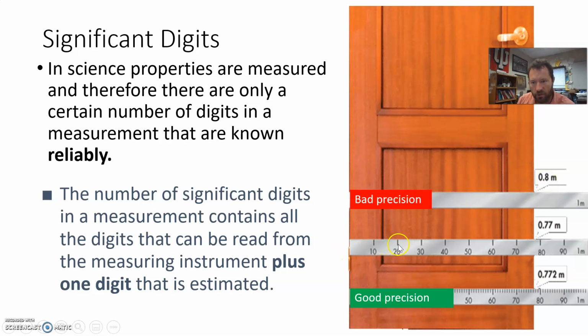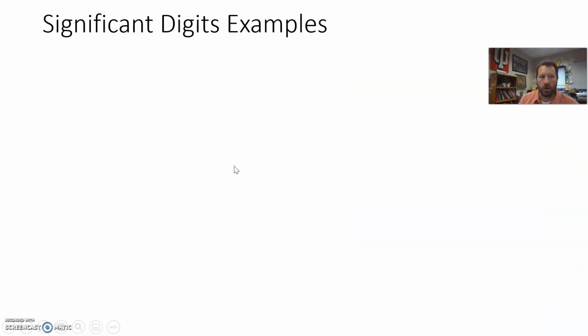For our second ruler here, again, we know for a fact it's between 70 and 80. So that 0.7, that first 7, that is a known number. The second 7 is our guessed digit. And with the more precise ruler down here at the bottom, we know it is 0.77. We can count 1, 2, 3, 4, 5, 6, 7. We know it's 77. And we're going ahead and guessing one more digit, 0.772. So significant digits show us how reliable our materials are.